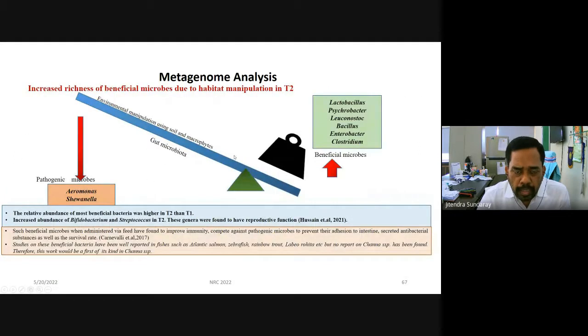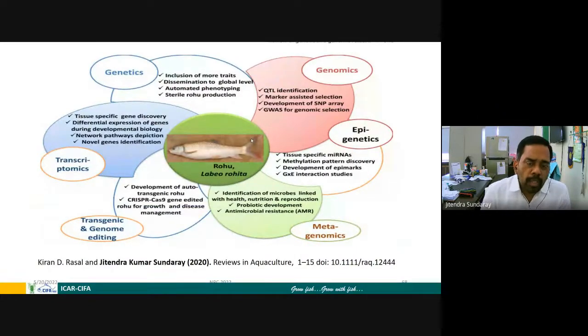So what we did actually, we did an environmental manipulation. When you do environmental manipulation, you can see that these pathogenic microbes show less problem, whereas you have beneficial microbes there. You go for habitat manipulation. So what we did, we gave a natural environment to be mimicked in that particular period. And if you look into the overall research on this species, the genomics and the genetics and biotechnology.